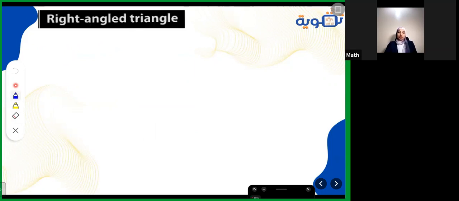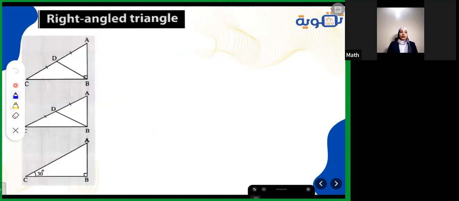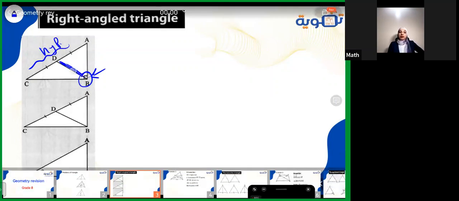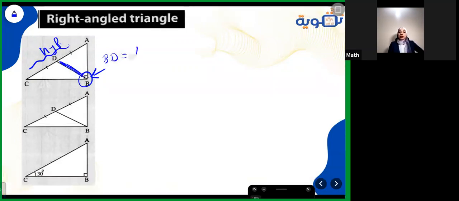Then we are going to talk about when you have a right angle triangle. When you have a right angle triangle and there is a median drawn from the right angle vertex, then this median will be half the hypotenuse. The side which is opposite to the right angle is called the hypotenuse. Then the median BD will be equal to half the hypotenuse AC. If the hypotenuse is 10, then of course BD will be 5. If the hypotenuse is 20, BD will be 10.